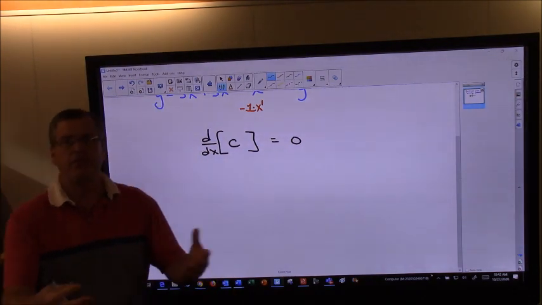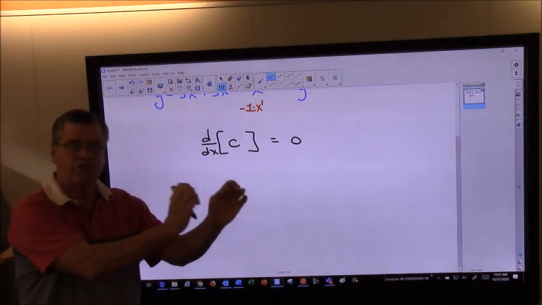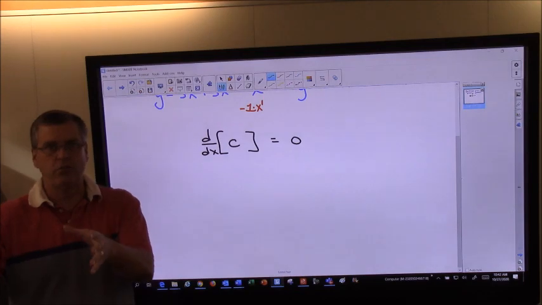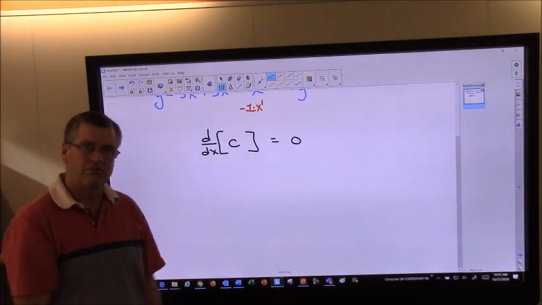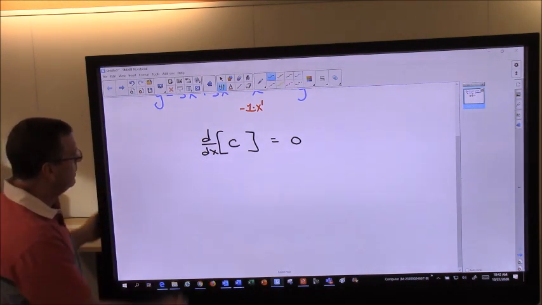Okay, what's the derivative of 35? 0. What's the derivative of pi? That's just a number. 0. What's the derivative of the square root of 7? 0. Right? Derivative of 1/2? 0. That's what this is saying. So that's rule number 1.